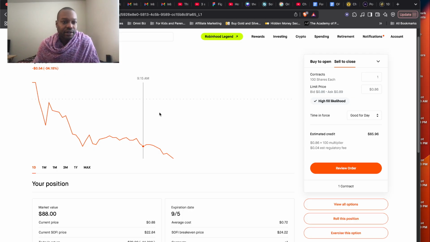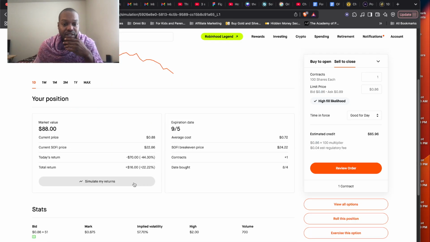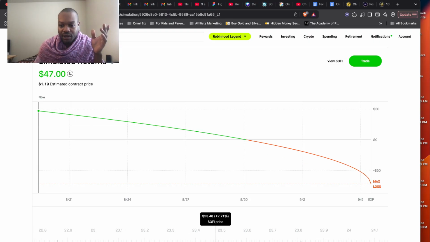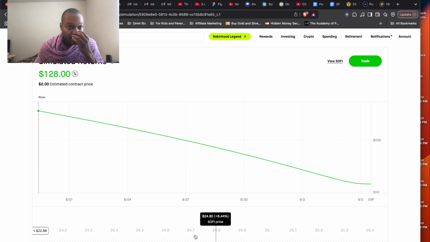So I'm gonna go 24.80. Let's say I would have caught it at 24.80. So what I can do is go in here and simulate my returns. This is through Robinhood, on the option trade that I made. If I would have been up, I would have been able to close out that trade at 24.80. See this down here? It says 24.80. The highest was 24.90, but I would have gotten the $128. It would have been a $128 return.